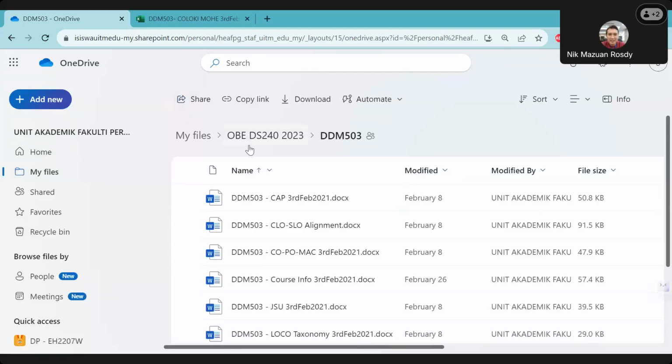Okay, so today I'm just going to show you what TDA mentioned to us, or briefed us on, last Monday, which is yesterday, about the OBE document. So when we get down to the OBE document, there are a few things that we need to take care of, especially the content, and also need to have some sort of continuity of it.